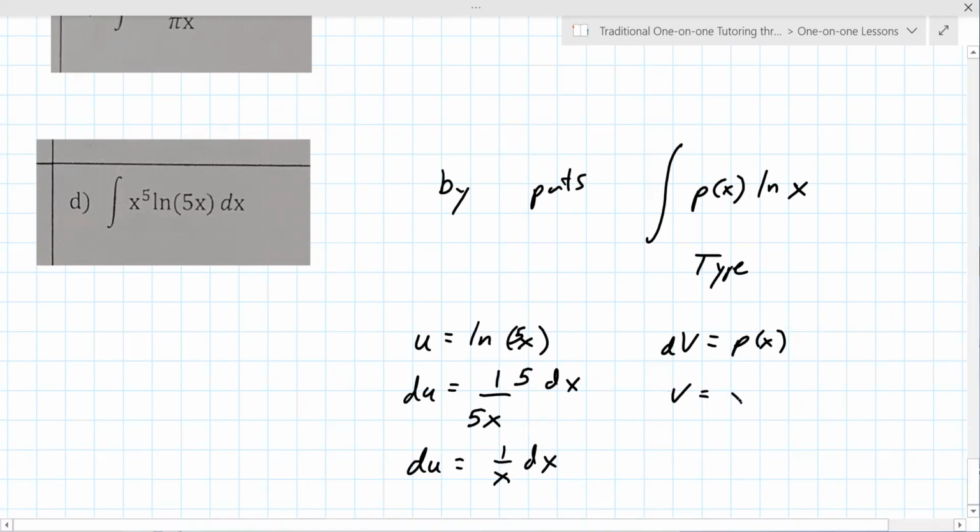Okay, so your dv in this problem is x to the 5th dx. So you have to find the antiderivative of that. And this is where you're going back and forth between what you learned the whole year, and now it's different. So v is x to the 6th over 6.